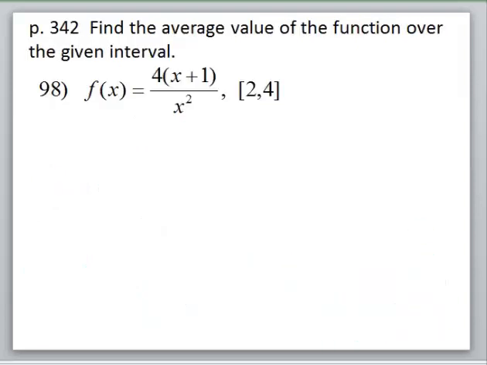In my next example, they're asking me to find the average value of the function. If you remember, average value is talking about its average height. So I need to do 1 over 4 minus 2, 1 over b minus a, and the integral from 2 to 4 of my function, I'll say it's 4x plus 4 all over x squared dx.